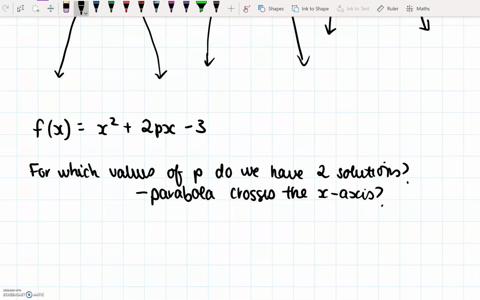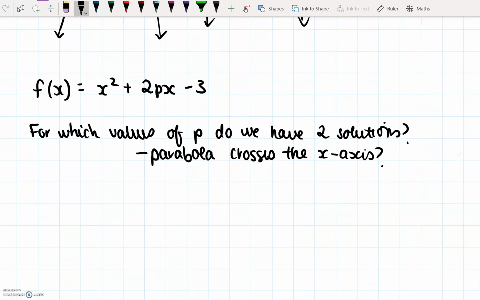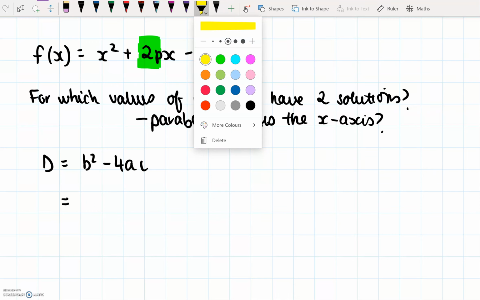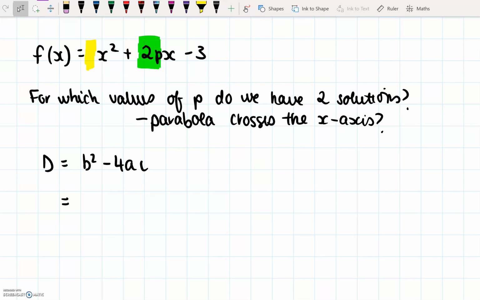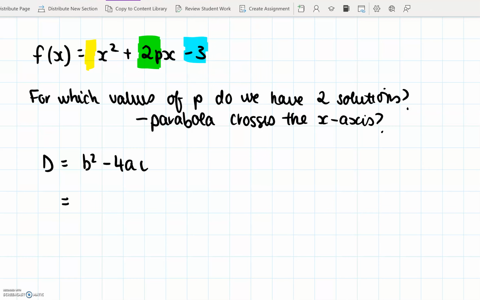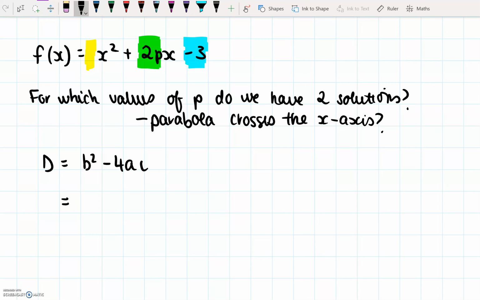Okay, so you could be asked in two different ways. Where do we get two solutions, or where does the parabola cross the x-axis? Okay, so we're going to calculate this. Now, we know that D equals b squared minus 4ac. In this parabola, b is 2p, the coefficient of x. A is over here, and there's really a 1 there. And c is minus 3. So these are our a, b, and c.